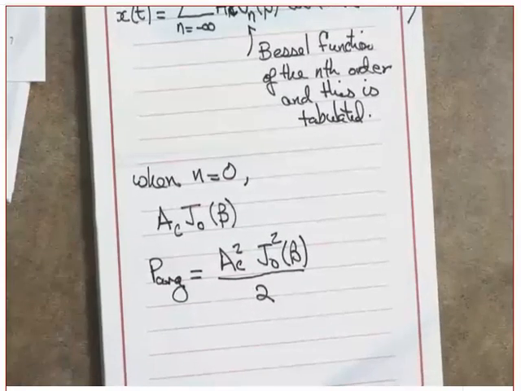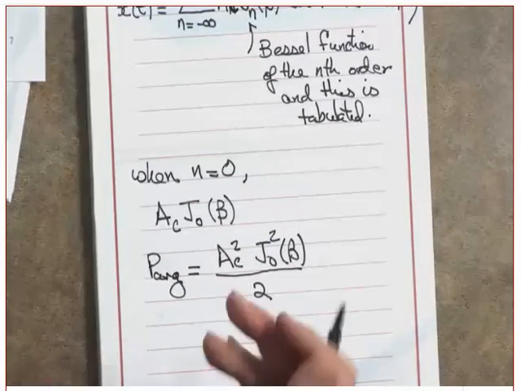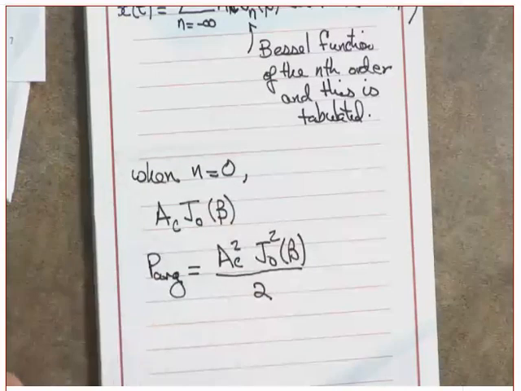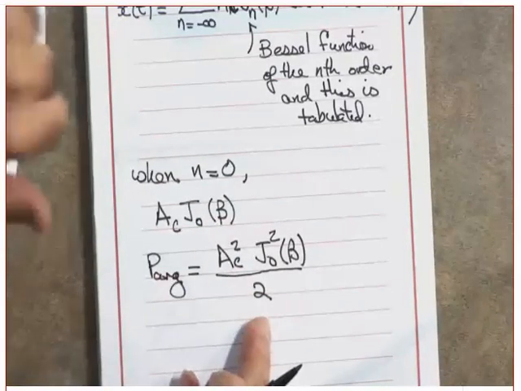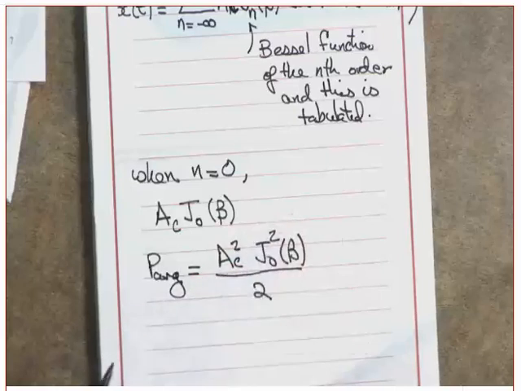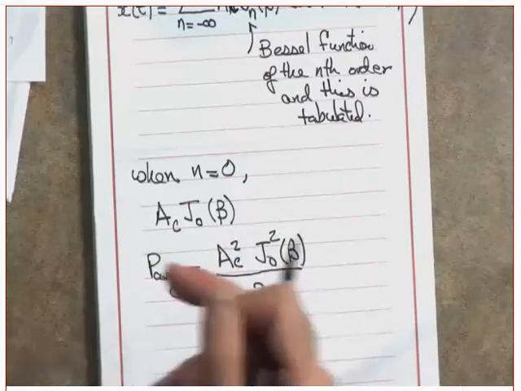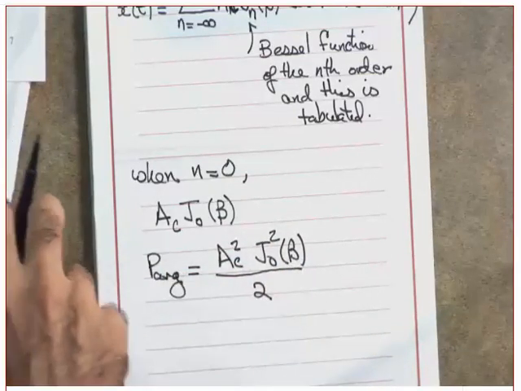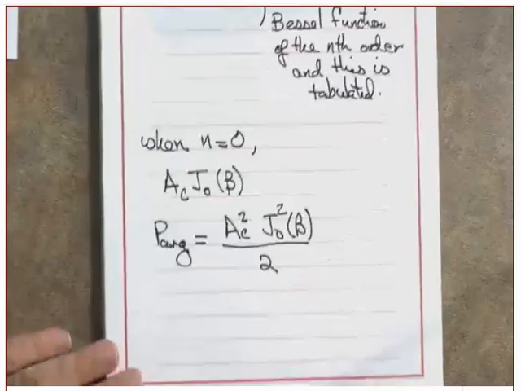Clear? What was it before modulation? Ac square over 2. Did it go down? You know for sure that J0 square of beta is less than 1. Otherwise, it means it went up. You cannot do that. Did you get this or not?